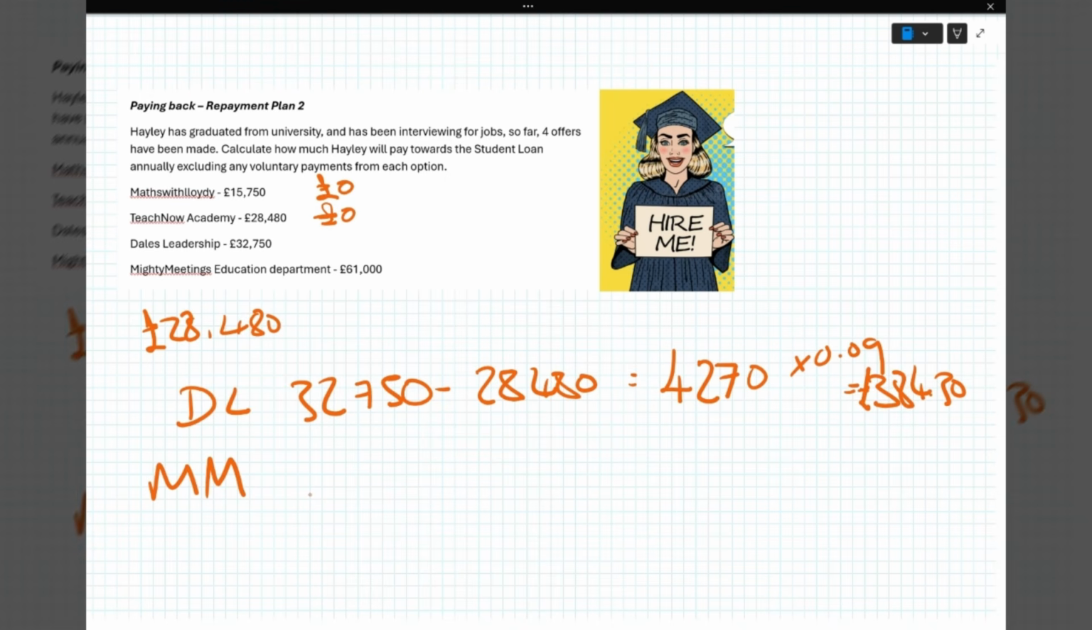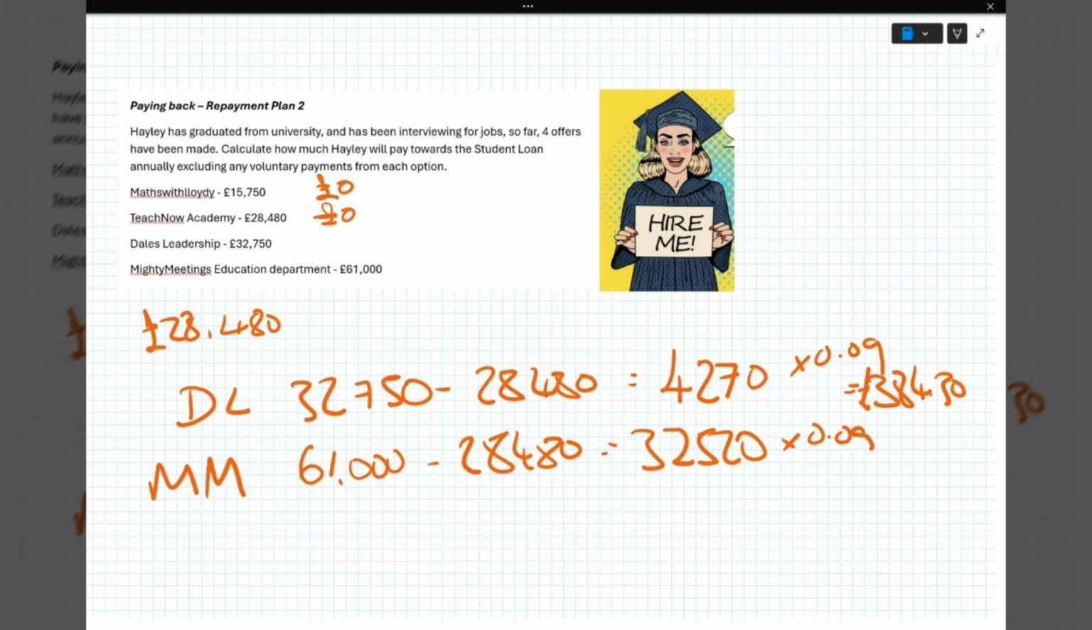So Mighty Meetings Education, the exact same process is going to happen, where we're subtracting that threshold from the salary and then timesing it by 0.09, and then that is £2,926.80 paid back. For me, as a student, as I said, voluntary repayment's really important. Keep throwing money at that student loan. Just reduce that amount of debt as quickly as you can. I think that'd be really worthwhile.